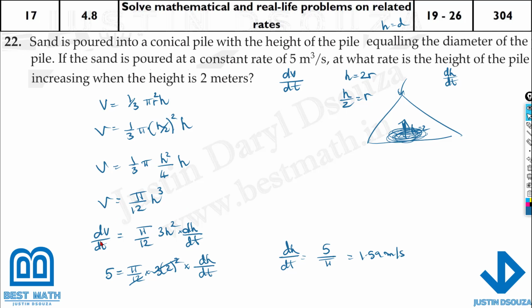You do implicit differentiation with respect to time. It will be dV by dt, and here it's going to be 3 times h squared and dh by dt. Then all you do is substitute what is known. We know dV by dt, we know h is 2 given in the question, and then we can just put it in the calculator and get the answer.